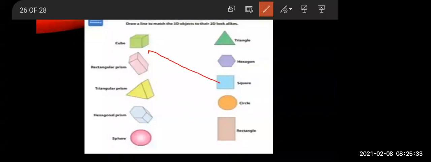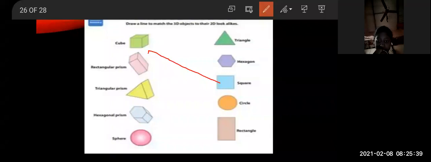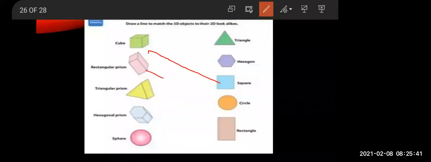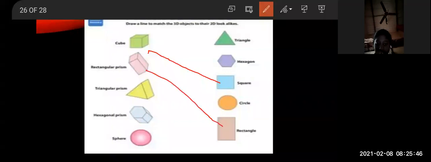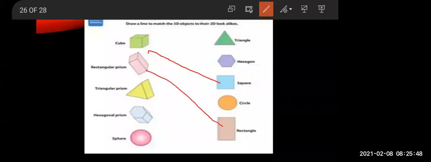Now the second one is what? Rectangular. Rectangle, teacher. Yes, very good. So the rectangular prism will match to the 2D shape rectangle. So the right sides are all 2D shapes and the left sides are all 3D shapes. Now the third one. Triangular pyramid goes to triangle. Yes, very good. Triangular prism goes to triangle.